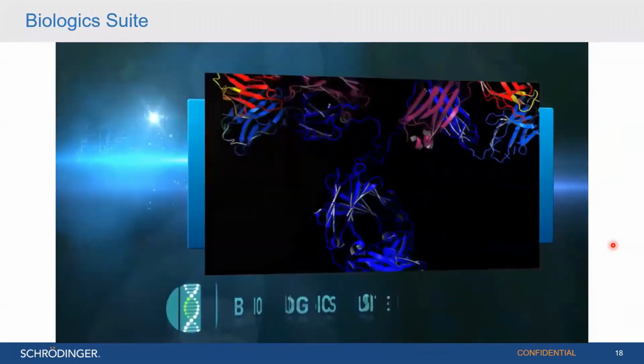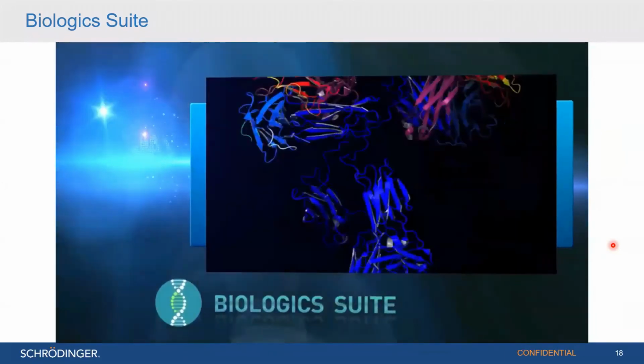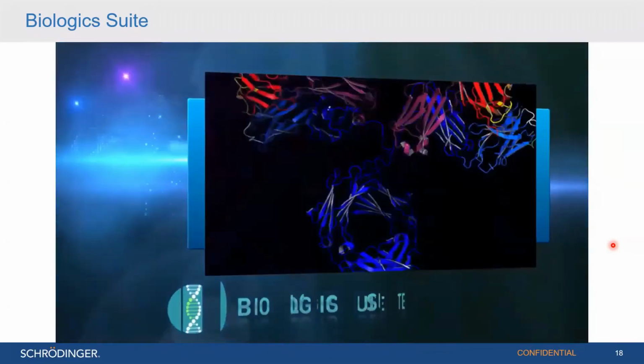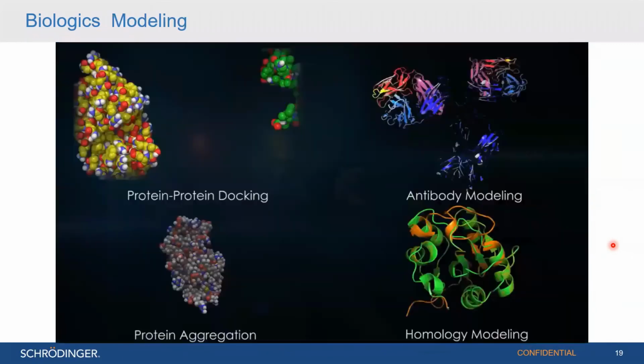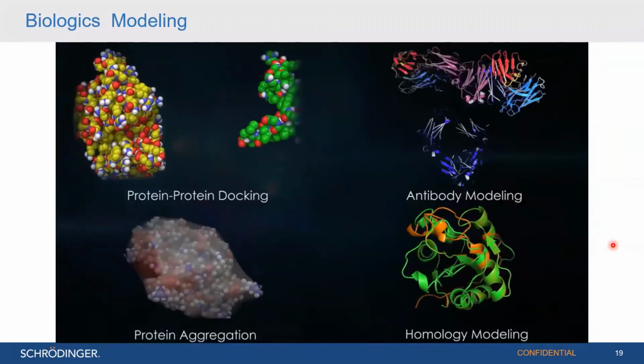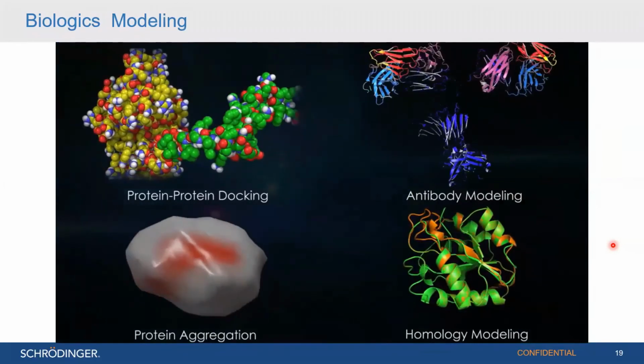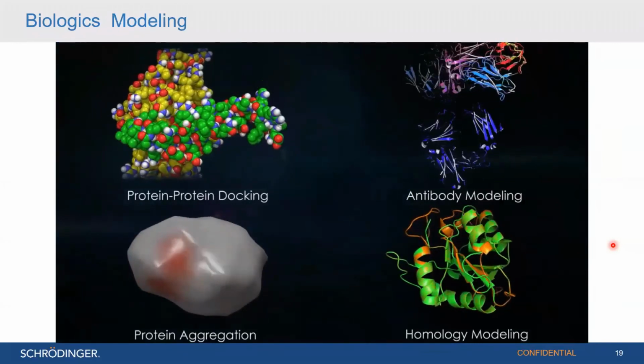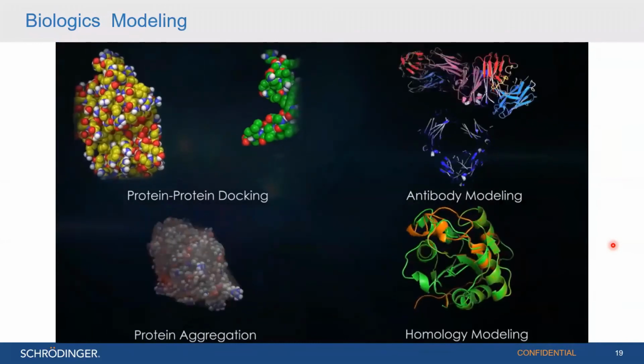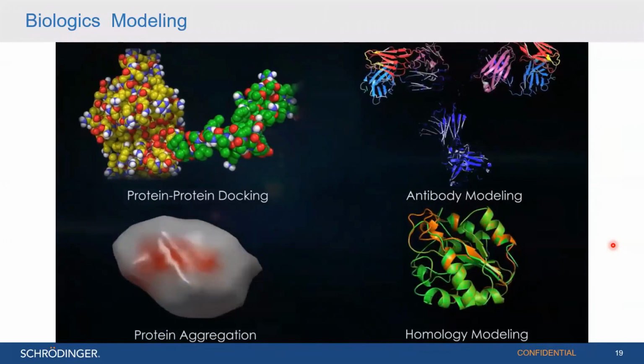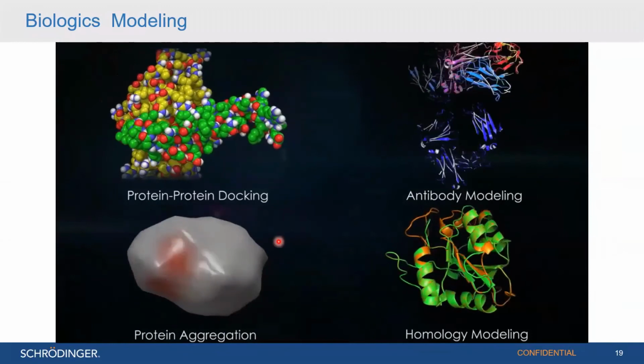But the other module which I was talking about is the biologics suite. Whenever you are working on proteins, antibodies, DNA, RNA, antigens, if you are studying those kinds of things, we often call it biologics modeling. So we can do it with the Schrodinger suite.